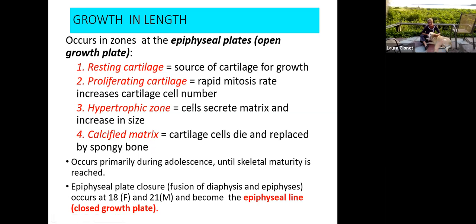So then our next region is calcified matrix. This is where cartilage cells have died and are replaced by spongy bone. So now we have bone cells in there, and that produces this beautiful spongy bone appearance. This occurs primarily during adolescence until skeletal maturity is reached. The epiphyseal plate closure, the fusion of diaphysis and epiphyses, occurs generally in females around the age of 18 and males by the age of 21, and then becomes an epiphyseal line, a closed growth plate. An epiphyseal plate is an open growth plate, which means it's capable of lengthening the bone.